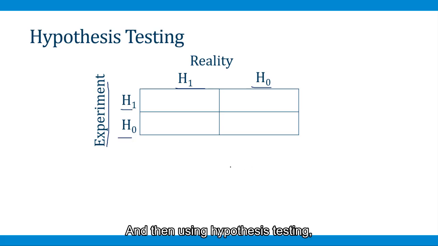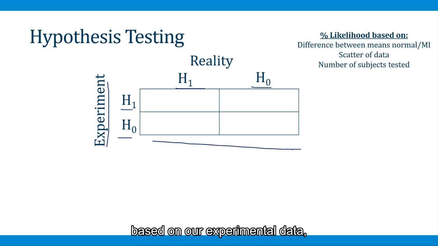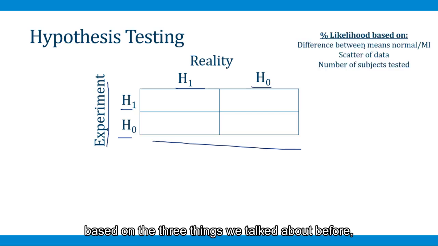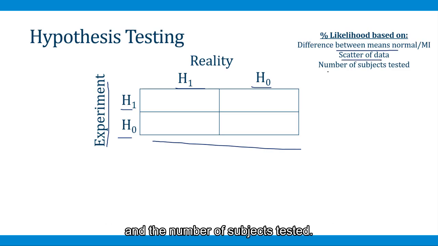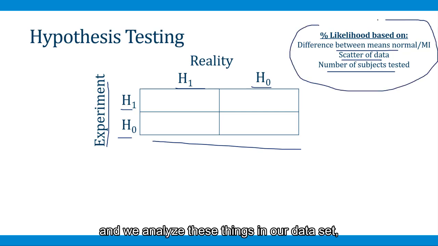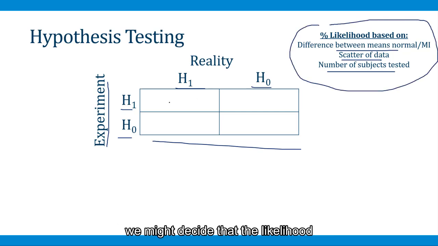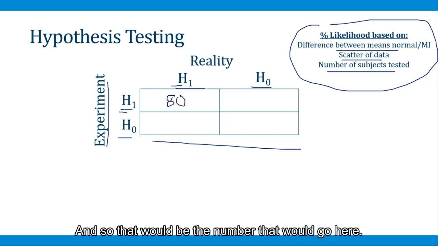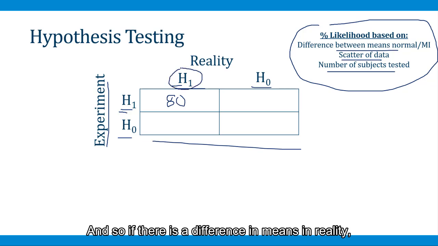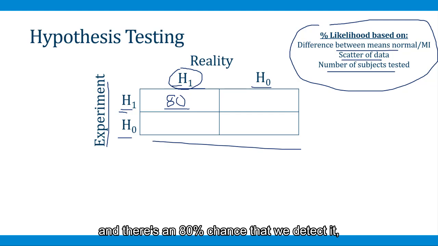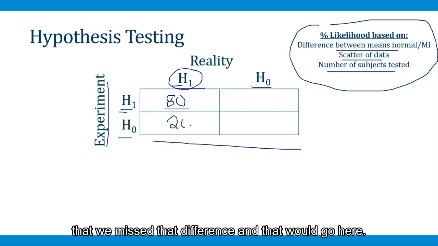And then using hypothesis testing, we can assign a likelihood for each of these four possibilities based on our experimental data, based on the three things we talked about before: the difference between means, the scatter of data, and the number of subjects tested. So if we had a statistician help us and we analyze these things in our data set, we might decide that the likelihood that there is a difference in reality and that our study detected it is 80%. And so that would be the number that would go here. And so if there is a difference in means in reality and there's an 80% chance that we detect it, then there must be a 20% chance that we miss that difference, and that would go here.